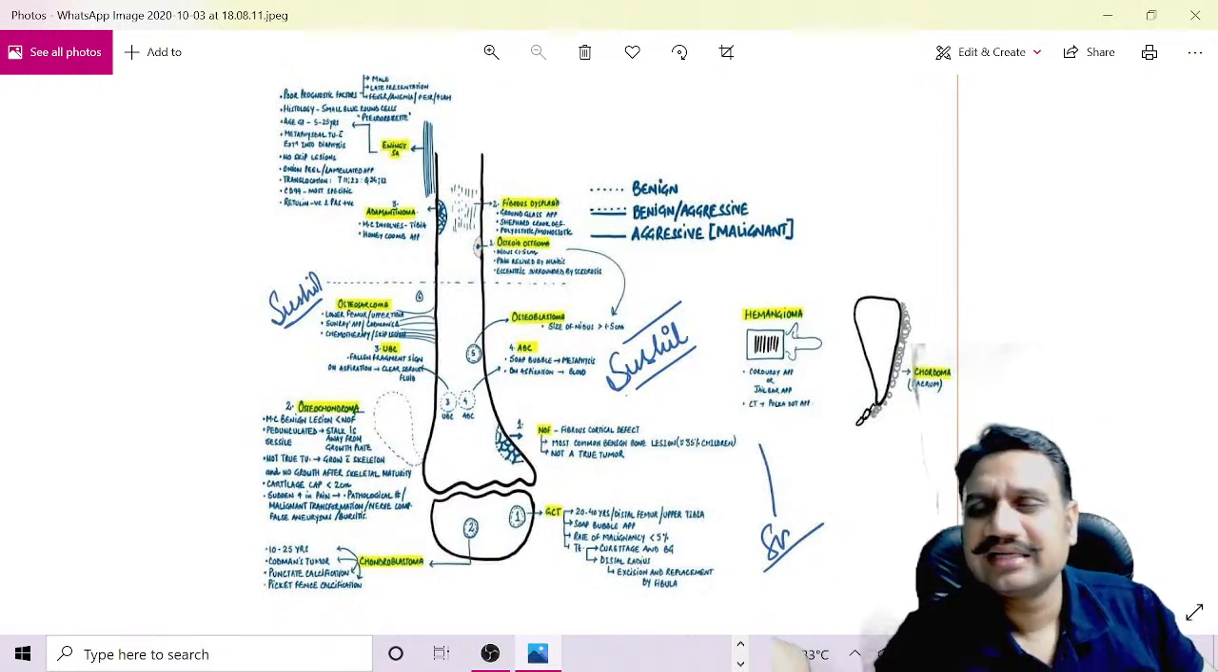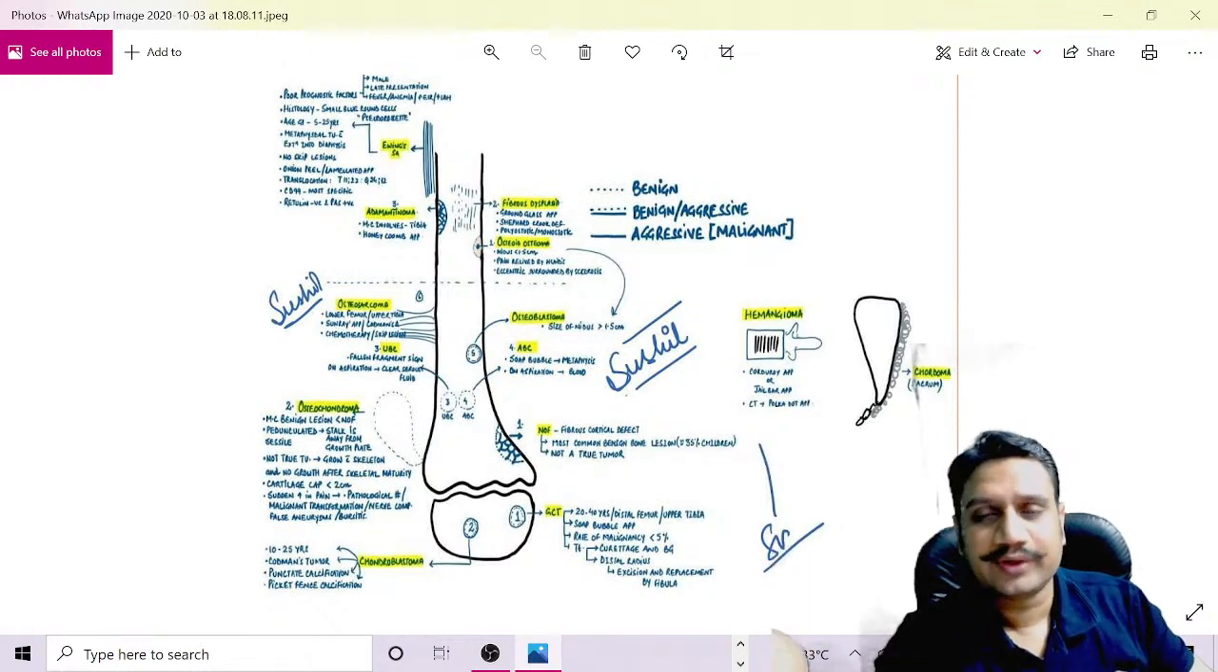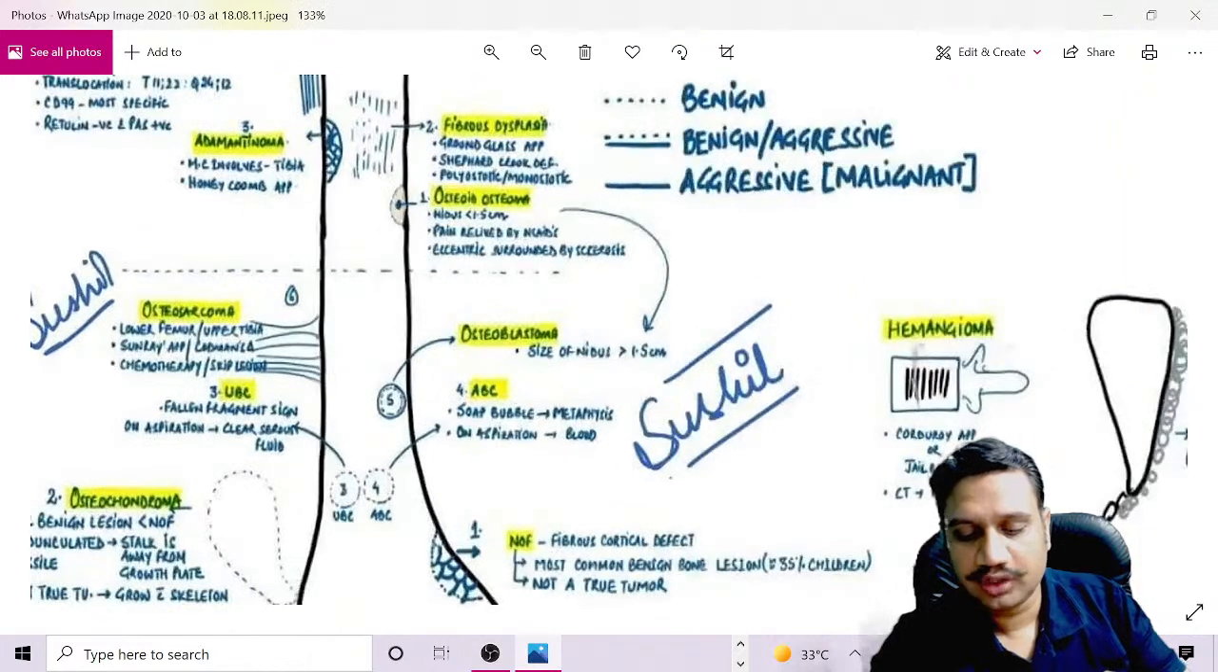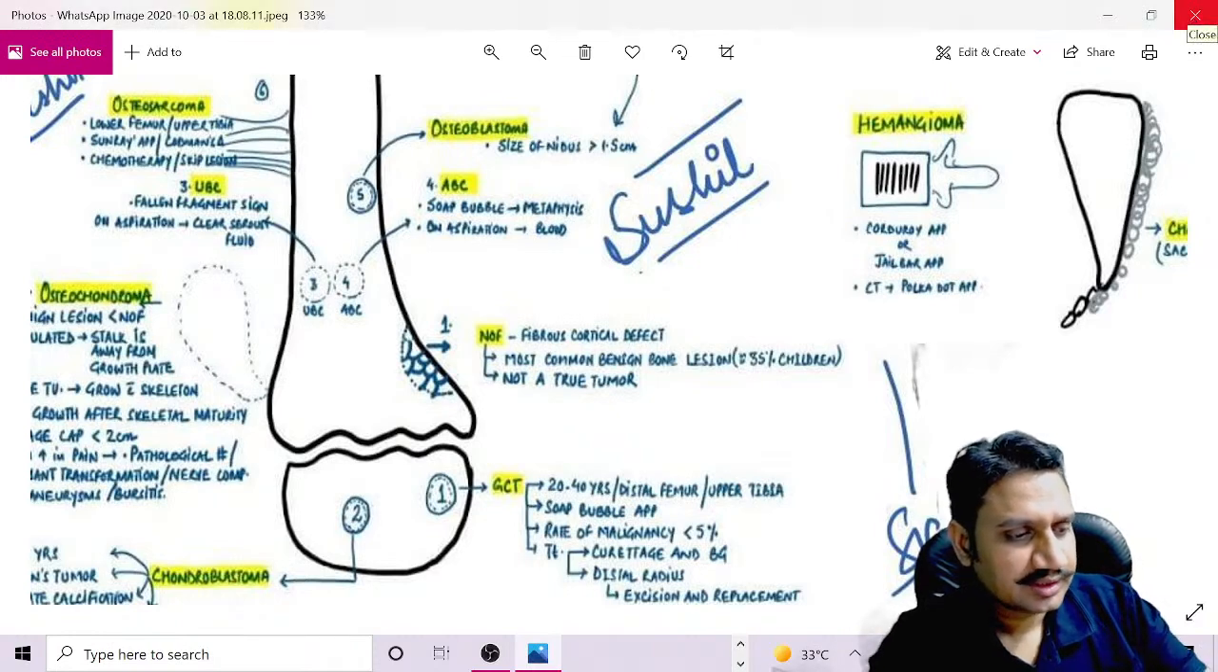This image is already there on all the social media platforms. You can very easily download it. You have all revised it, go through it very quickly, and it mentions all the points about all the lesions. Okay, so this is about the tumors.